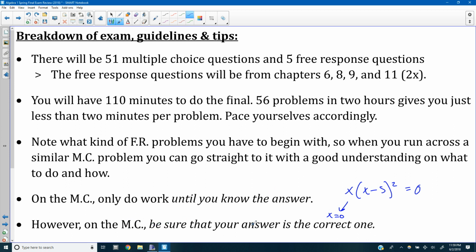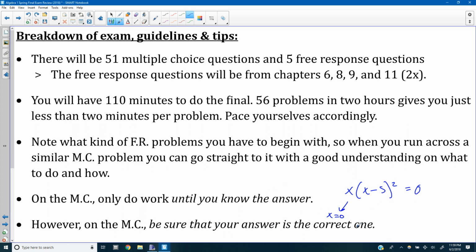However, be sure that your answer is also the correct one. Just because your answer appeared somewhere, make sure that the other ones don't work as well, because there might be other x equals 0s, right? You might see x equals 0 on A, but D also has x equals 0 alongside another answer.